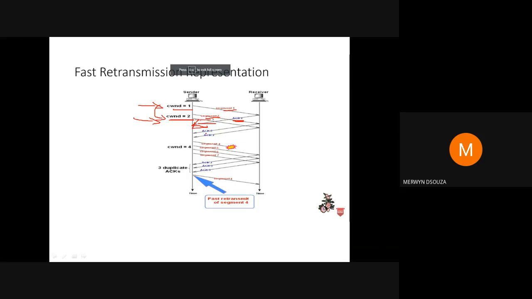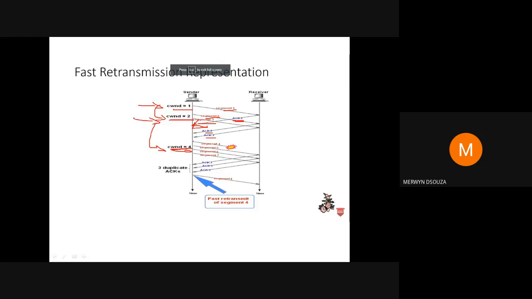You can see here that the receiver replies with acknowledgements 2 and 3 for the corresponding segments that it had received. When the acknowledgements arrive at the sender side, the congestion window size is doubled. So this value of the congestion window is now equal to 4. That means the sender can now send 4 packets, so it tries to transmit.